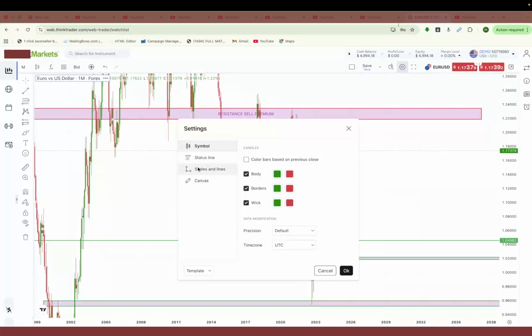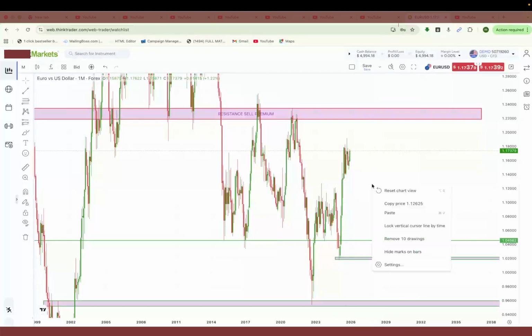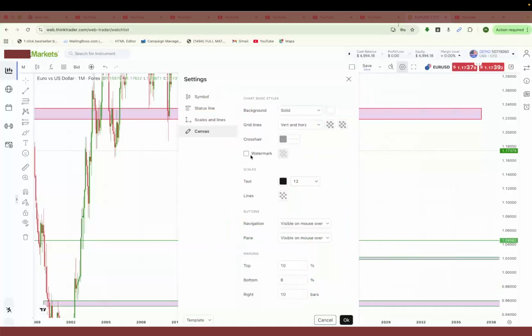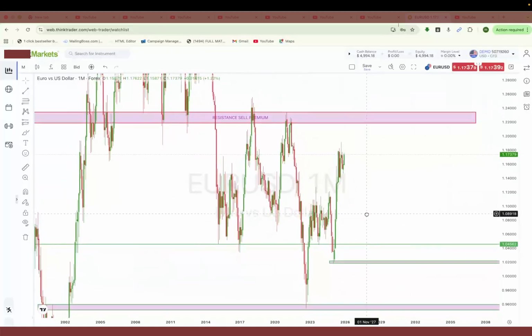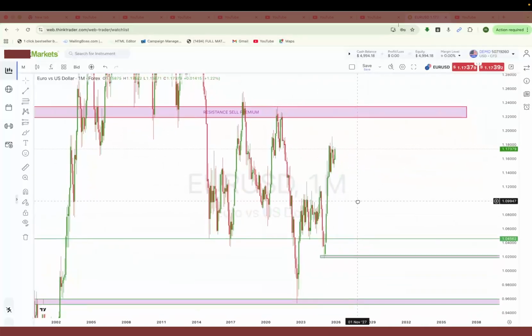So if we can put our... where is it? Sorry. So what's... this is the Euro USD we are looking at. So this is the monthly time frame.